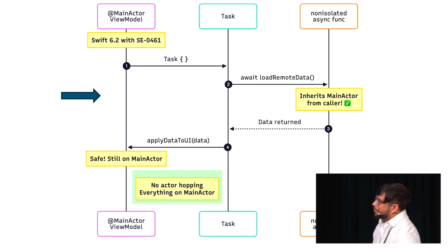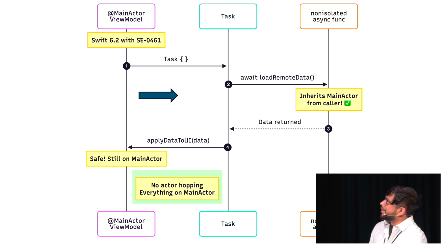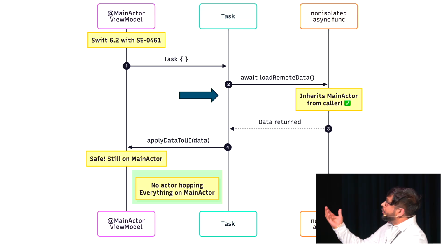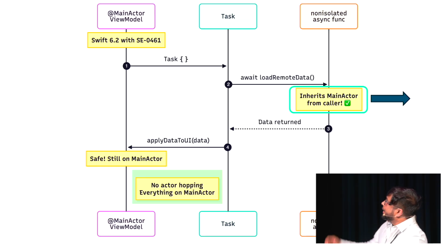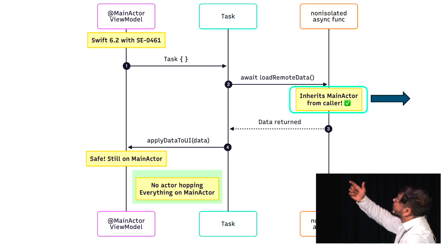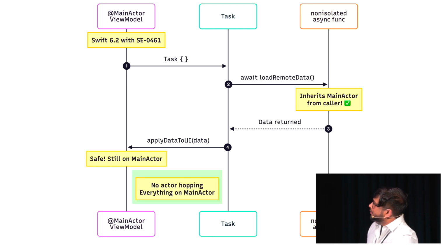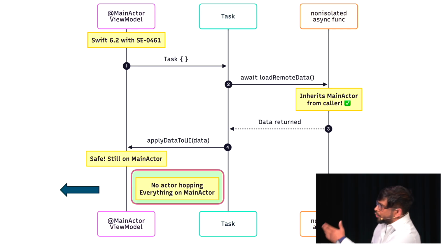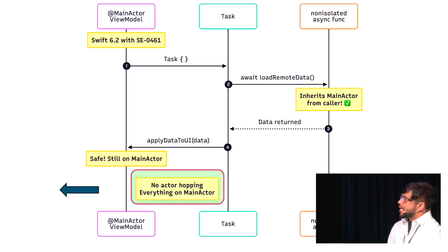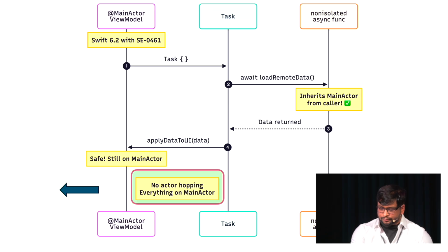This is just a flow you can see with Swift 6.2. It inherits the main actor from the caller, the nonisolated function. And coming back to the view model, there is no actor hopping to the background thread. Everything runs on the main actor.